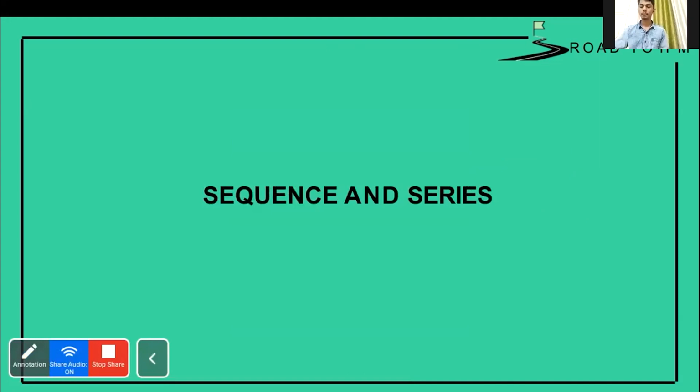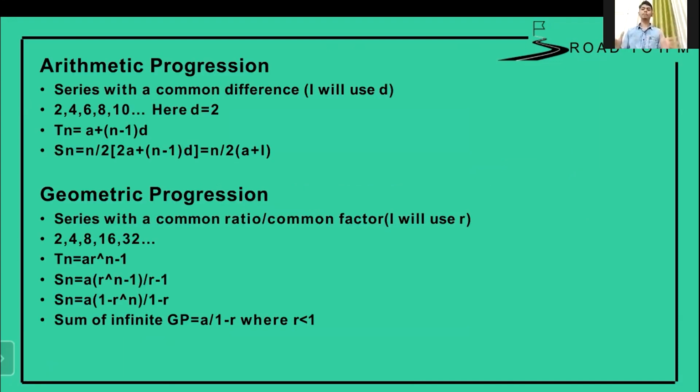Let's see them. Sequence and series. Coming to the basic theory, the chapter is divided into 4 parts: AP, GP, HP, and special series.